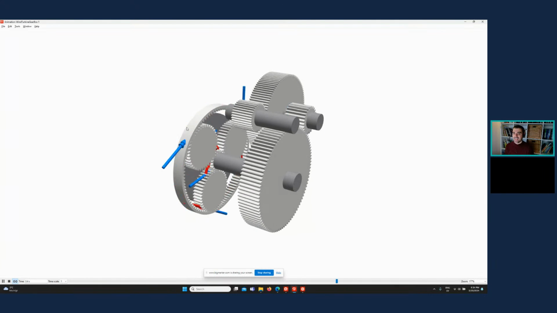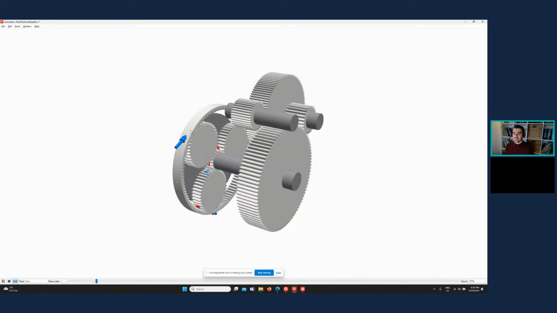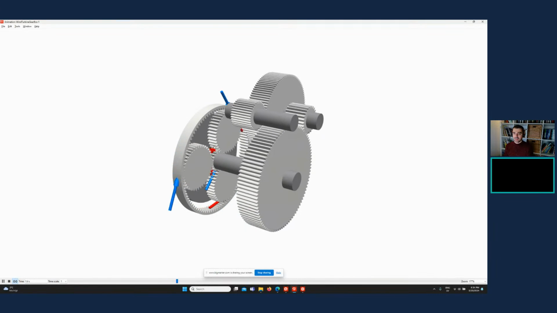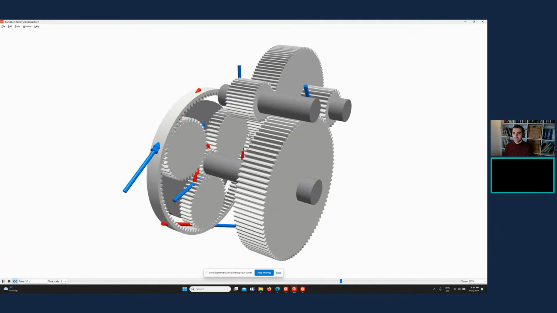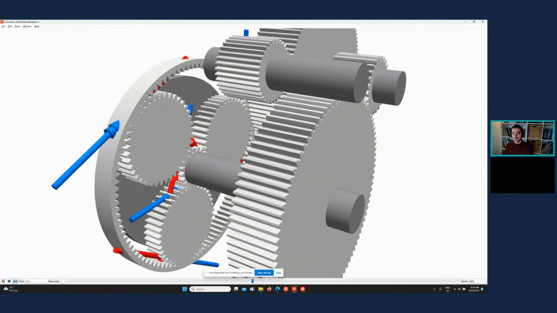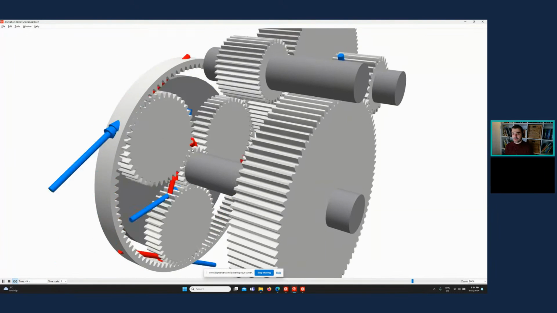So let me stop you there. You say these forces, but with these forces you mean these arrows, the blue and red arrows. Right, you are right. So what are they actually showing? These forces, when we look here, are showing the contact forces between the gears.